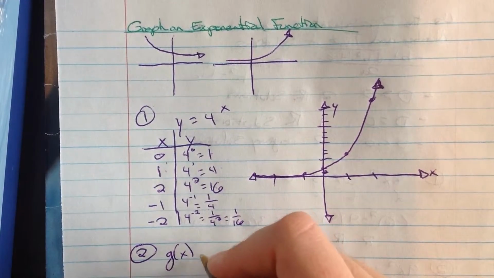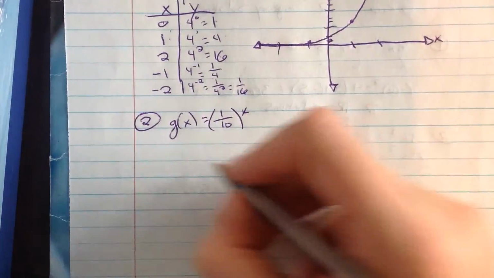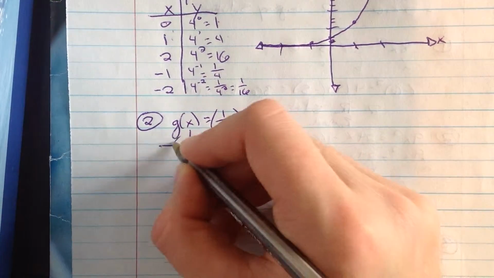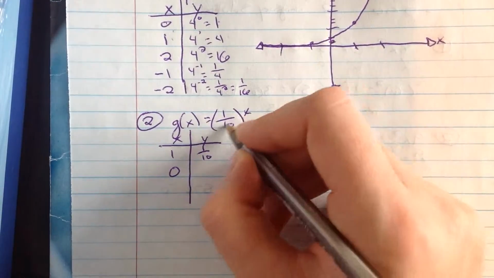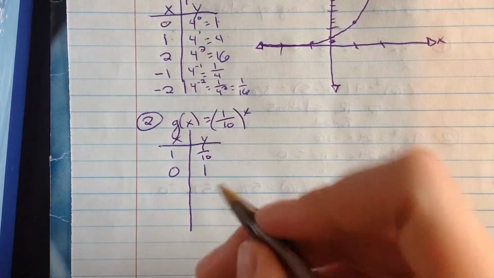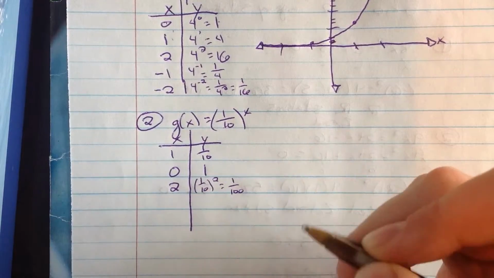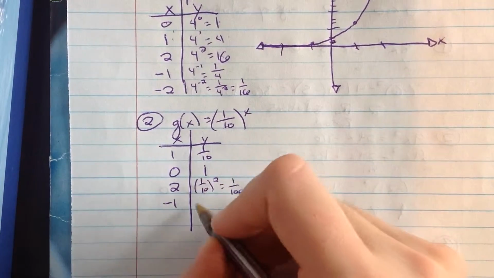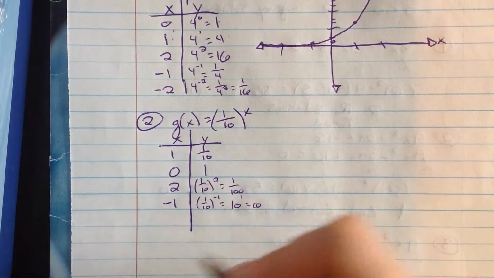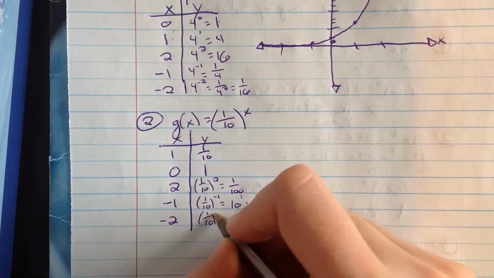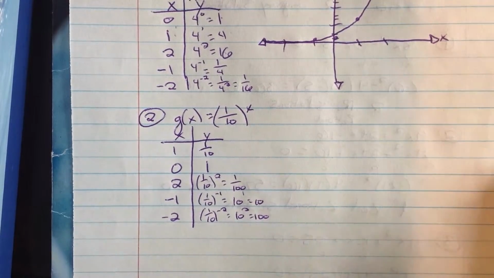But this is another type we could have. So if x is 1, we get 1/10. If it's 0, anything to the 0 power is 1. If it's 2, we have 1/10 squared, which is 1/100th. If we go backwards, negative 1 is 1/10 to the negative 1, which is the same thing as 10 to the first. If we go negative 2, we have 1/10 to the negative 2, which is 10 squared, which is 100, because it flips the fraction when we have that negative in there.